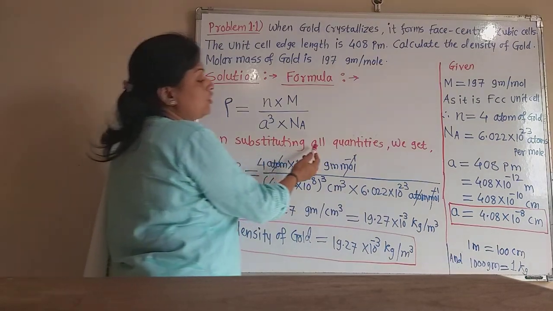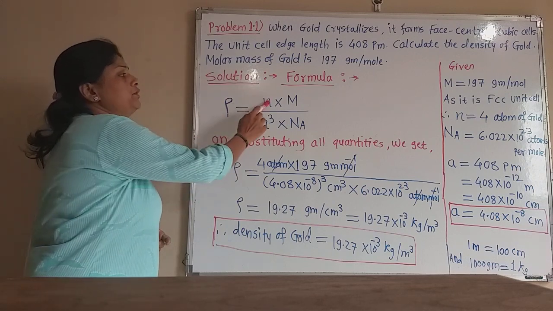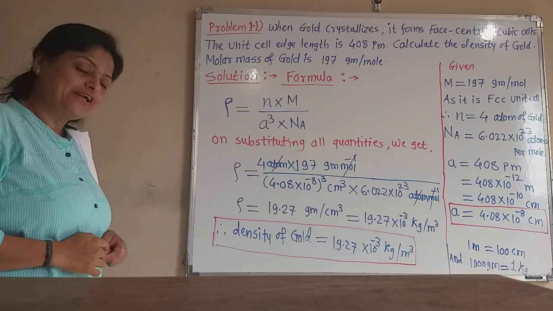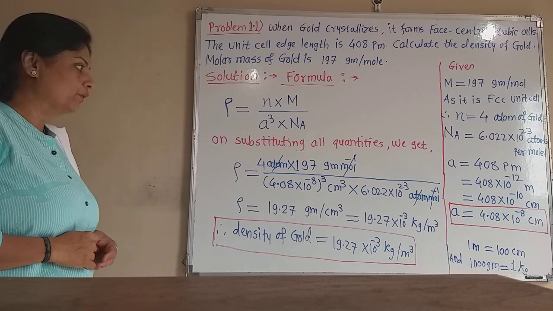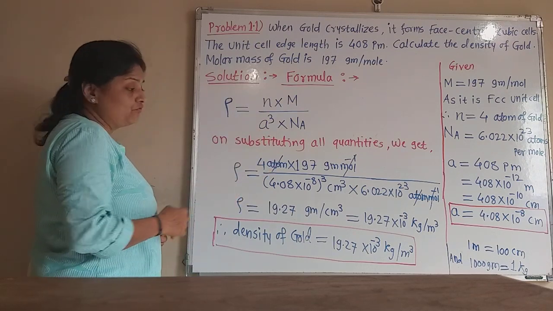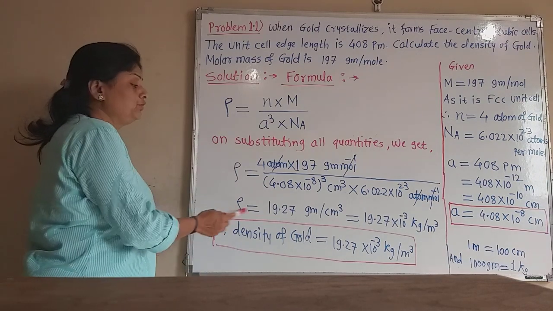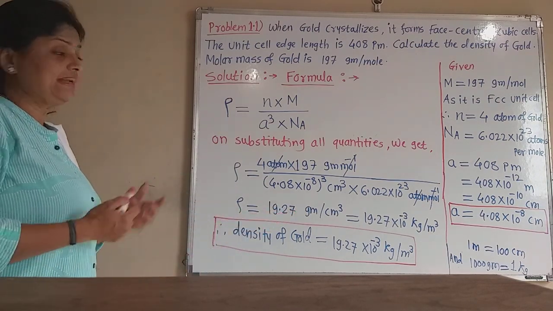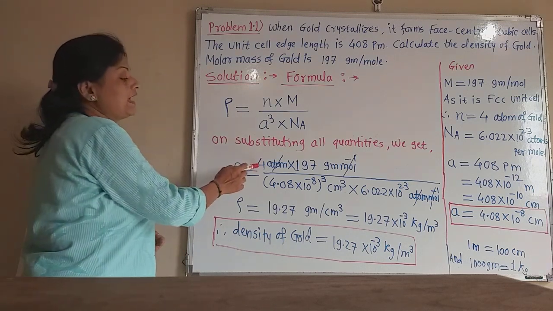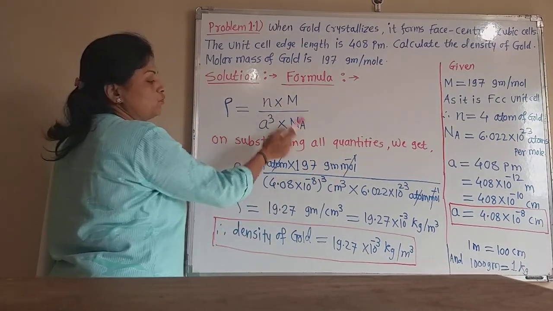So on substituting all these quantities, see here, out of the 5 quantities, 4 quantities are given. So we calculate the 5th quantity, that is the density of the unit cell rho. On substituting the values, n is equal to 4 atoms. Why do I write the unit here also? Because if we substitute the units also, we can get the density in the unit directly. So 4 atoms into 197, that is 197 gram per mole, the molar mass.